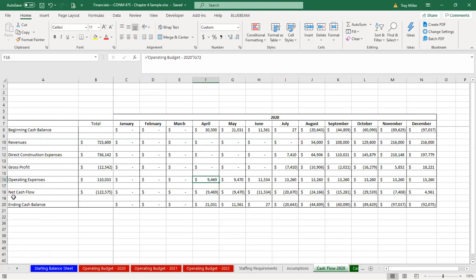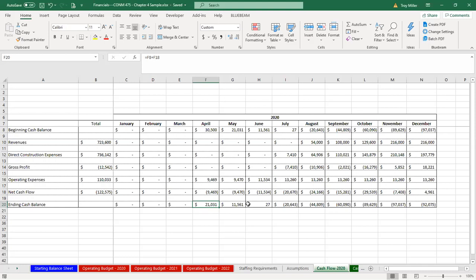So coming down to the next line, the net cash flow, this right here is taking our gross profit and subtracting from that gross profit our operating expenses. That is what equals our net cash flow. From that point, we come down here to our ending cash, and our ending cash is our beginning cash balance, and we add our net cash flow.